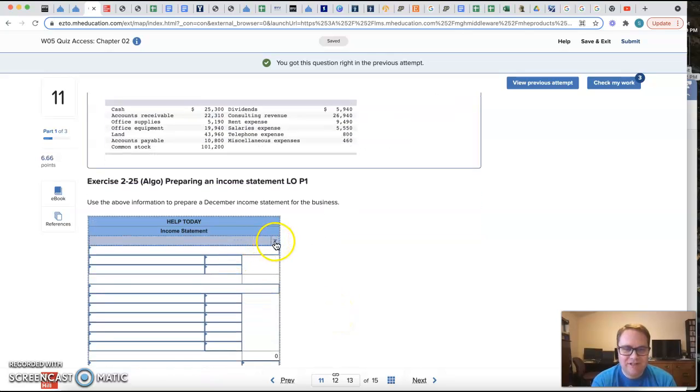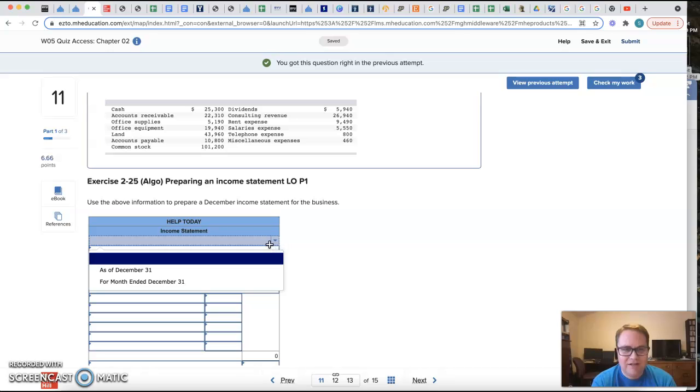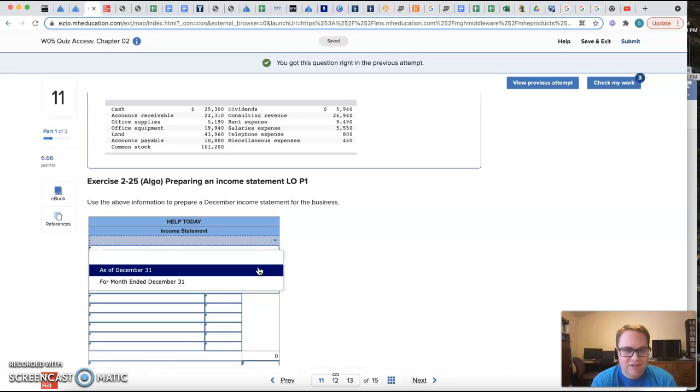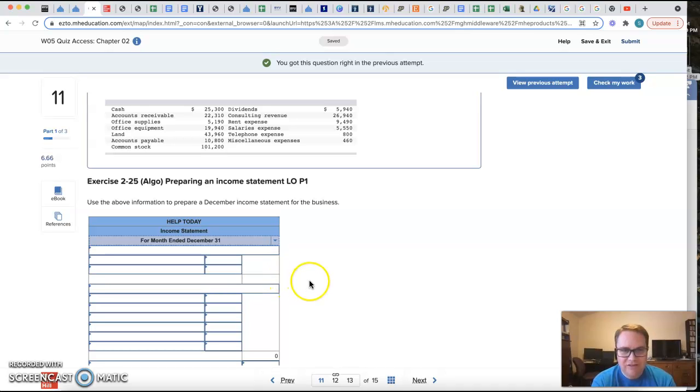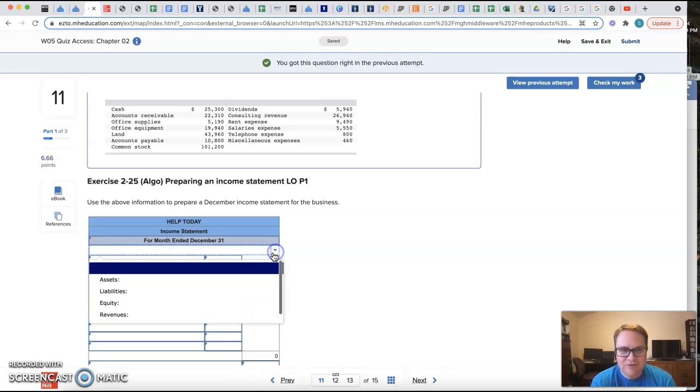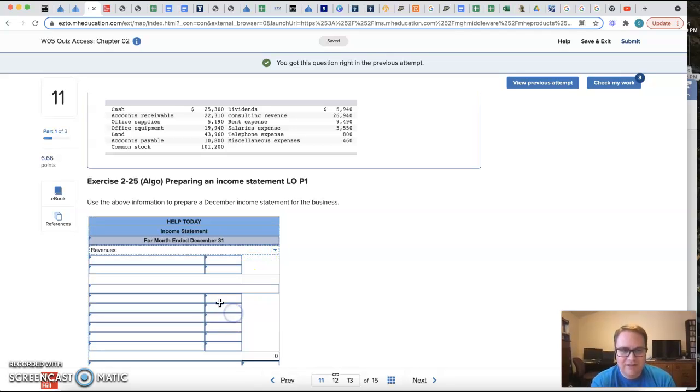So as it gives us here the name of the company, what statement we're completing, and then we'll want to make sure we're selecting for the month ended. Everything but the balance sheet is for the month. With the income statement, we're just calculating two different items. We're doing revenues, and then we're also doing expenses.